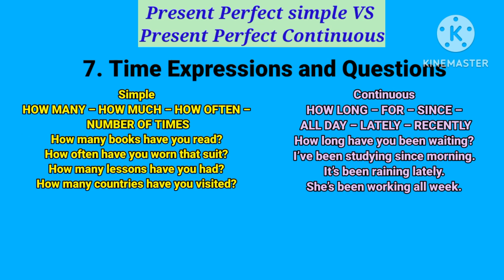In present perfect simple, we use how many, how much, how often, a number of times. For example, how many books have you read? How often have you worn this suit? How many lessons have you had? How many countries have you visited?